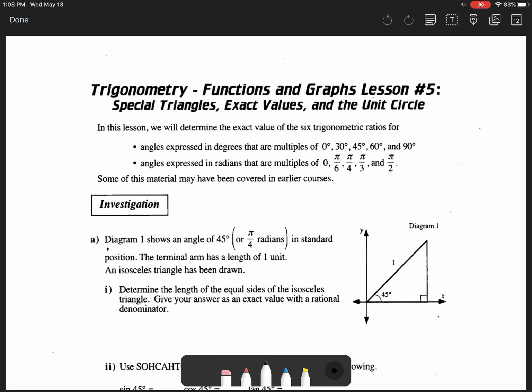Hi, Math 30-1s. Welcome back to Trig Functions and Graphs, Lesson 5. Today's lesson is probably one of the most important lessons, okay? We're going to be discussing not only for this chapter on Trig Functions and Graphs, but extending into the second chapter on trigonometry, which is equations and identities.